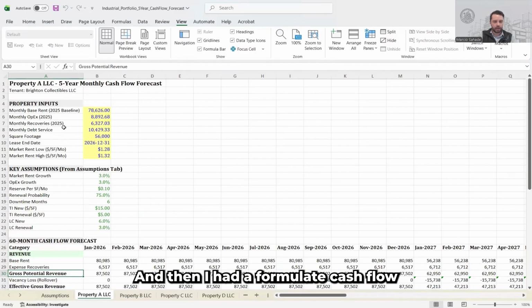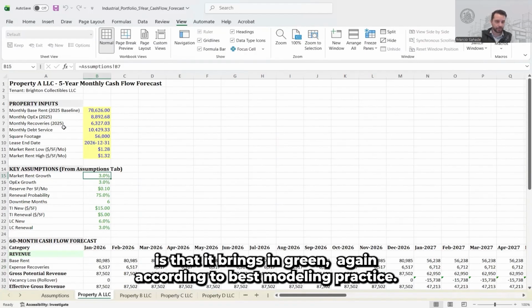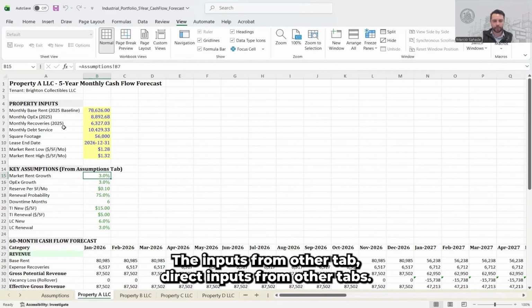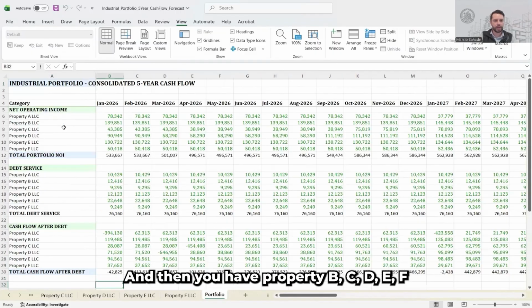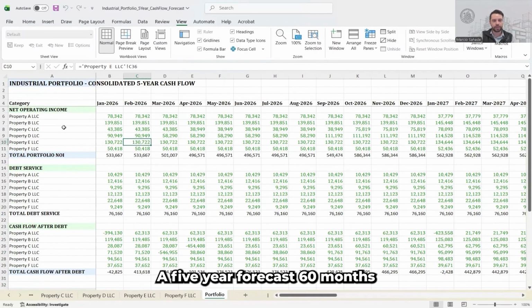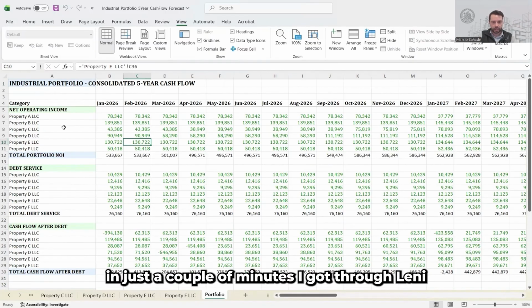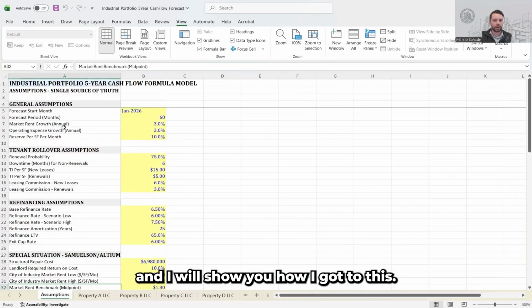And then I had a formulaic cash flow for each of my properties, as you can see here, with all the assumptions. Again, what I like is that it brings in green, according to best modeling practice, the inputs from other tabs, direct inputs from other tabs. And then you have property B, C, D, E, F, and then the whole portfolio in just one place. A 5-year forecast, 60 months. In just a couple of minutes, I got this through Leni. And I will show you how I got to this.